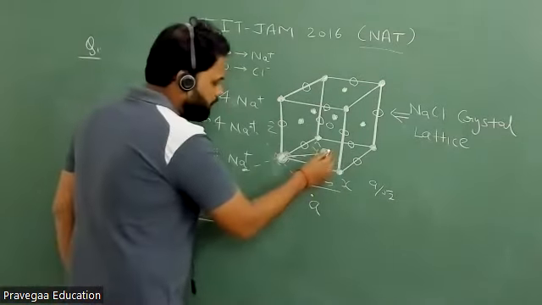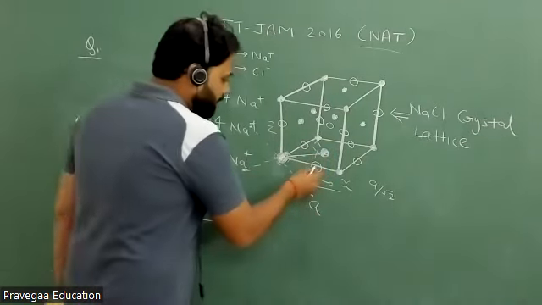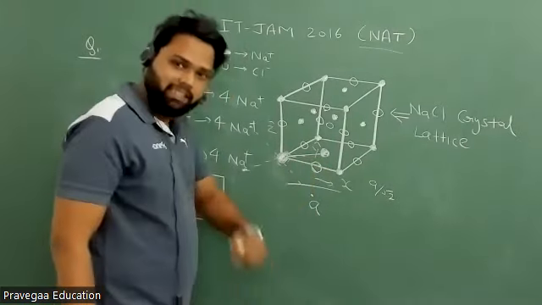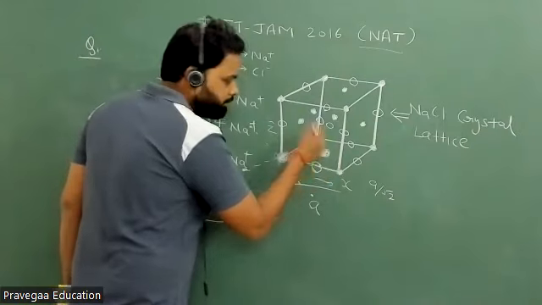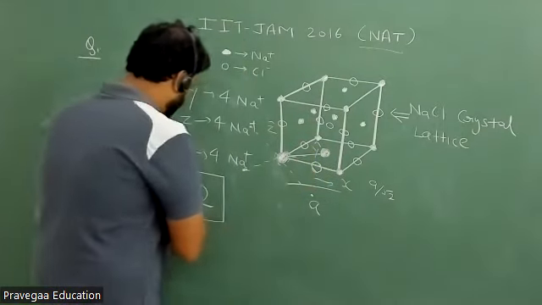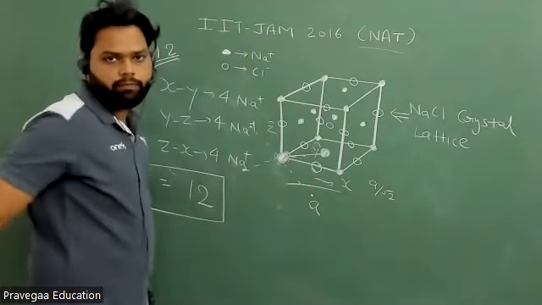Which ion is this? It is the sodium ion. The nearest neighbor ion was chlorine, but the second nearest neighbor ion is sodium, and the number is 12. So the correct answer is 12. Okay, thank you.